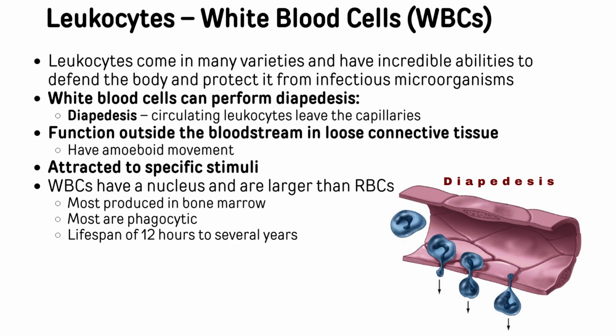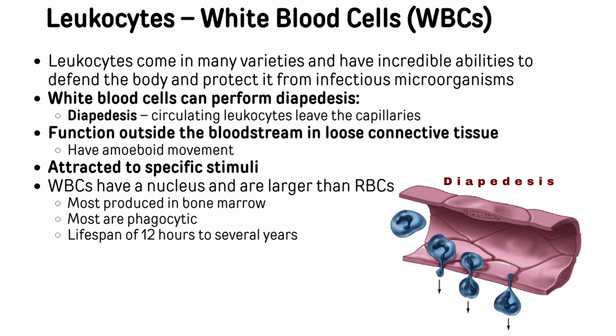They come in many different varieties. They have incredible immune abilities. They're able to defend the body, protect it from infectious microorganisms called pathogens, and they can leave the blood and actually get into tissues where there is a site of infection via a process called diapedesis. Diapedesis is when circulating leukocytes leave the capillaries. They squeeze through the endothelial cells, the cells that make up blood vessels. They're actually attracted to specific stimuli secreted from neurons that monitor pain and also from dying cells or cells that are being taken over by things like pathogens.